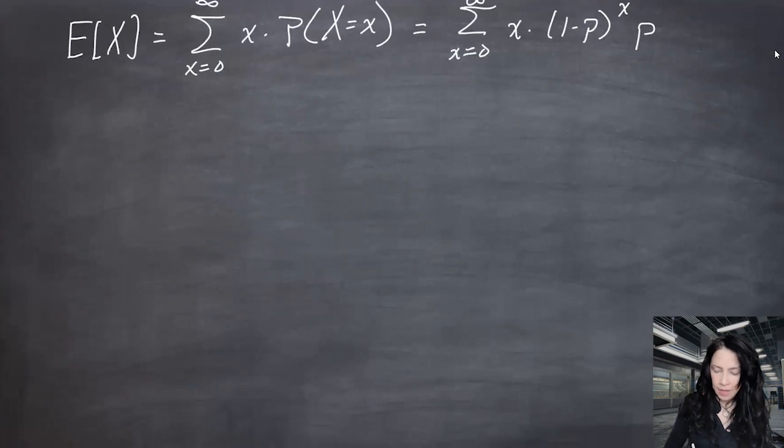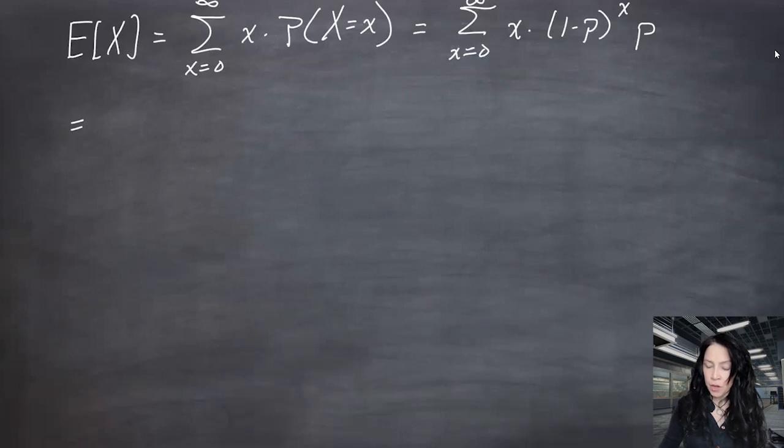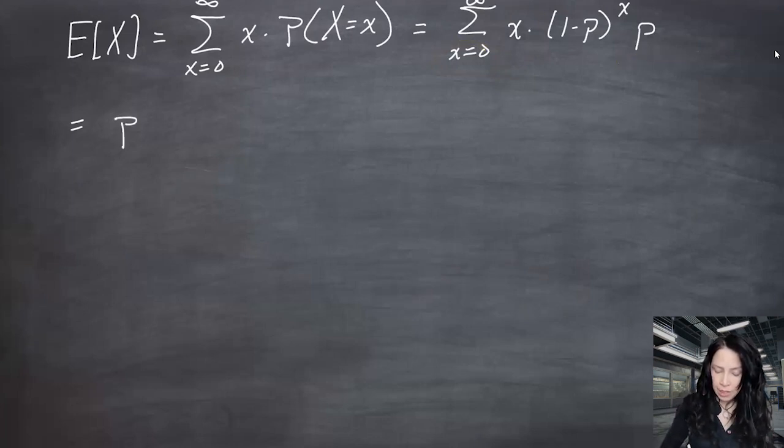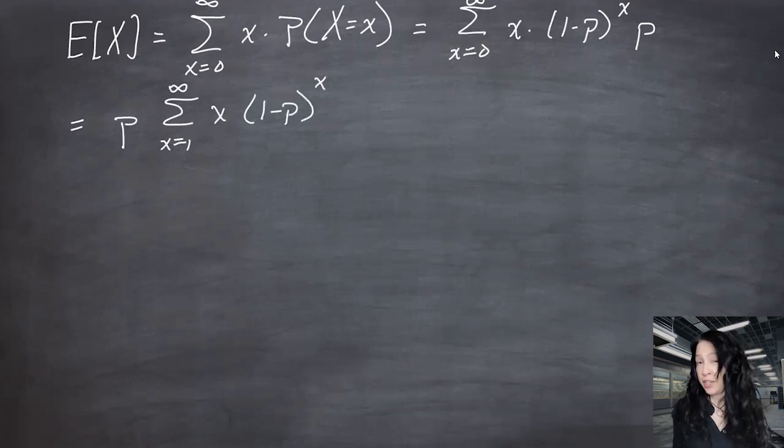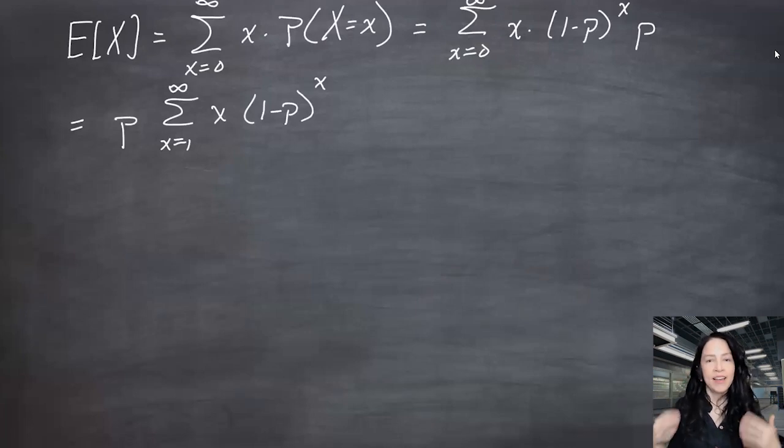So let's sum this up. I'm going to do a couple of things in one shot here. First of all, because when X is zero, this is zero, I'm going to now start this from one. It's the same sum. At the same time, I'm going to pull the P out front. So this is P, the sum as X goes from one to infinity, X times one minus P to the X. I don't know about you, but the only sum I can ever remember is the good old geometric sum. And this is not it because of the X out front, but let's get it to look like that.